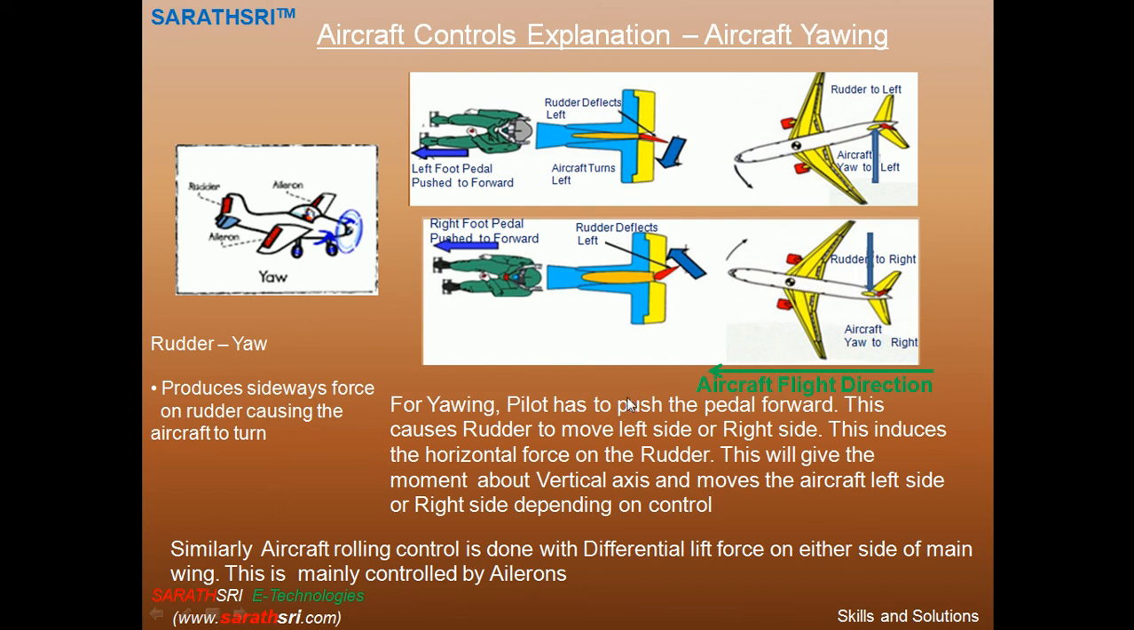because of this clockwise moment. So however much turn has to be done depends upon how much force you apply on the pedal. That is controlled by the pilot, and everything is done through this mechanism. Similarly, the roll is done through the aileron, by creating a differential force on either this side or this side. So that will turn the aircraft by rolling the movement about the longitudinal axis. So these are the simple controls.